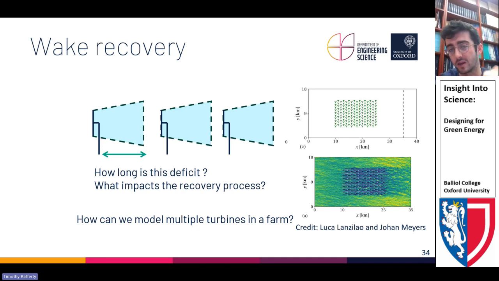It's not just going to be a lower speed behind it. It will eventually recover back to that initial speed. And where does that momentum come from? And do things impact how that momentum comes down? That's really important when we want to model things like a farm. So this is actually a simulation of a farm, and you can see all these little dots are actually wind turbines. How they interact with each other just can't be described with that initial model currently.